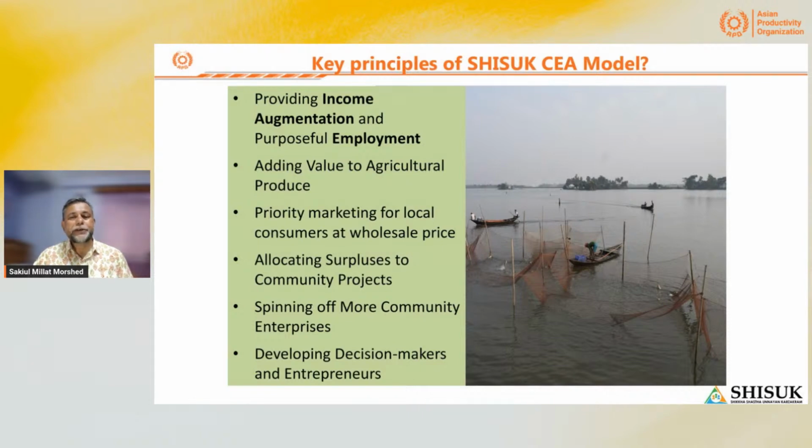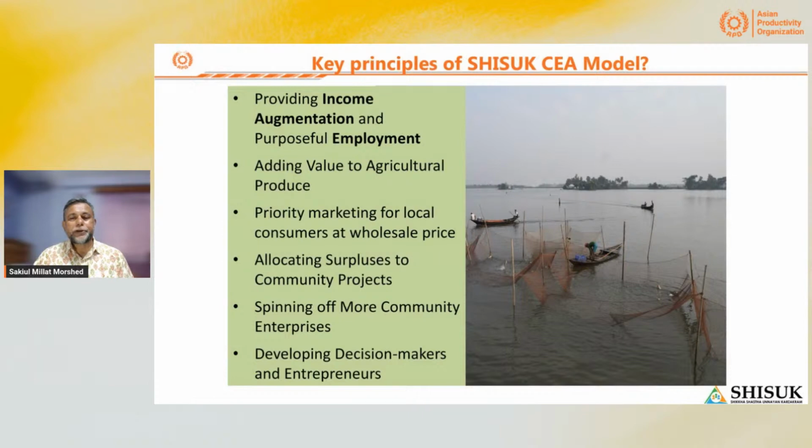Sometimes we found very high potential growth areas where they are producing a high value crop or high value product, but the community has little access to that product. Most of it goes back to the wholesale market. But our principle is that the community should consume first, according to their choice, at the wholesale price. Then the balance goes to the wholesale market or somewhere else for marketing. And the surplus of this community enterprise is also invested back into community projects.